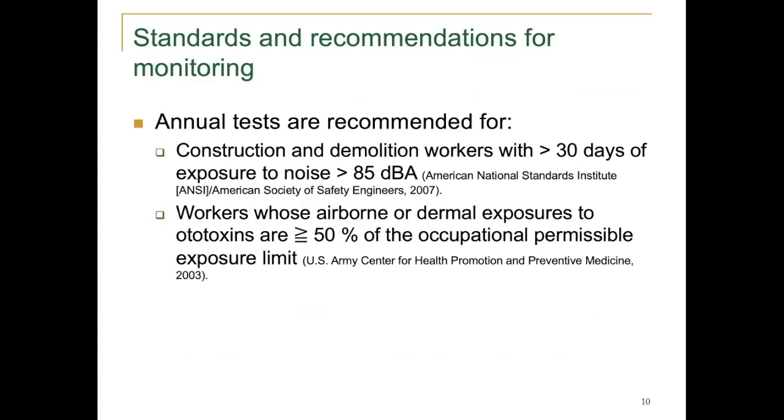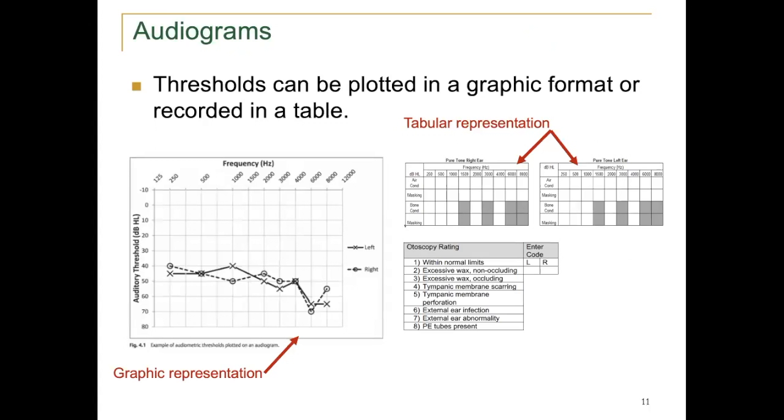So annual tests are recommended for workers who are exposed to noise levels at 85 decibels on the A weighting scale. Workers are also required or recommended to have annual tests when they are exposed to ototoxins that are greater than or equal to 50% of the occupational permissible exposure limit. Thresholds can be plotted in a graphic format or recorded in a table.